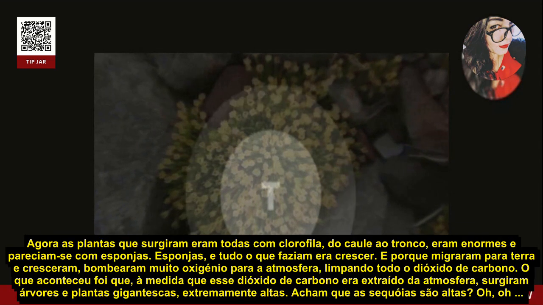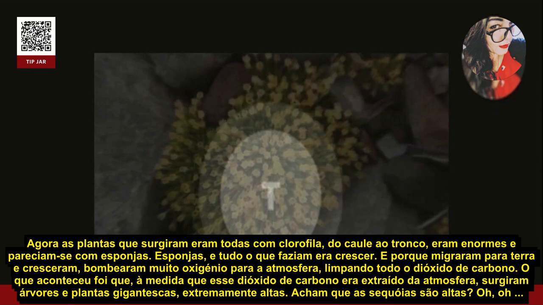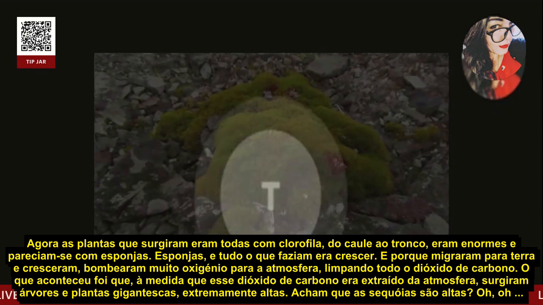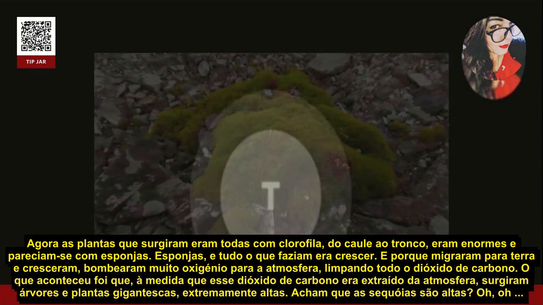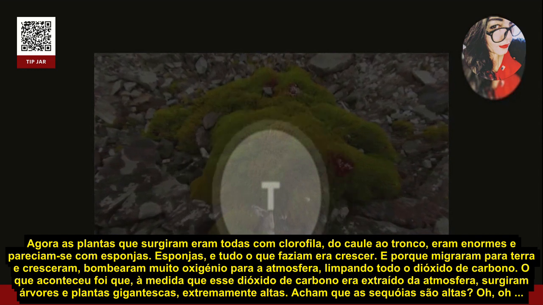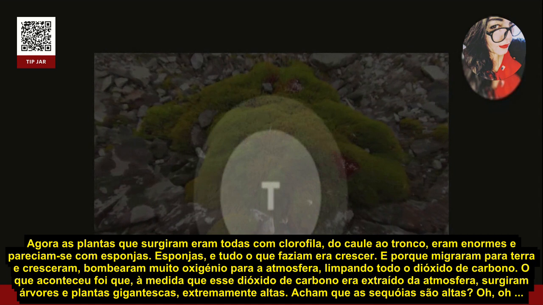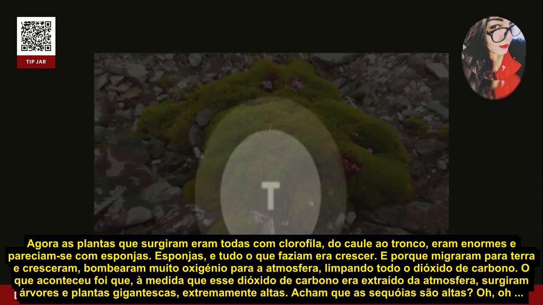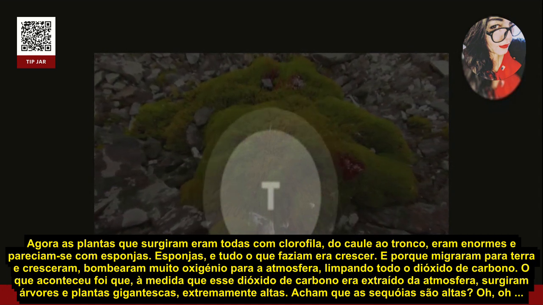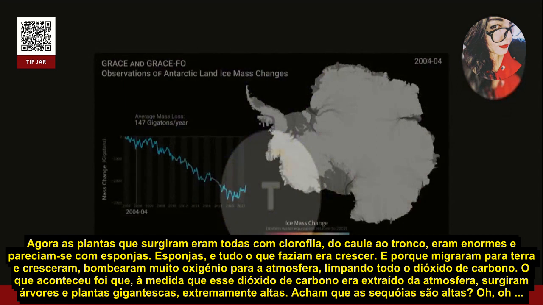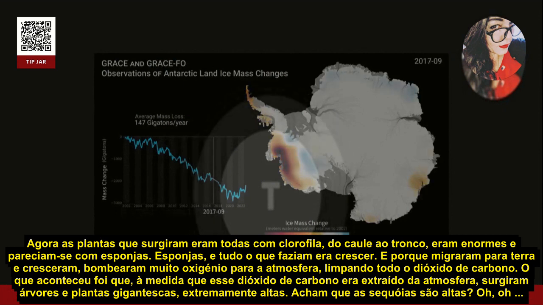Now, the plants that arose were all chlorophyll. From stem to trunk, they were massive. They looked like sponges, right? Sponges. And all they did was grow. And because they migrated to land and they grew, they pumped a lot of oxygen into the atmosphere because they cleansed all the carbon dioxide.